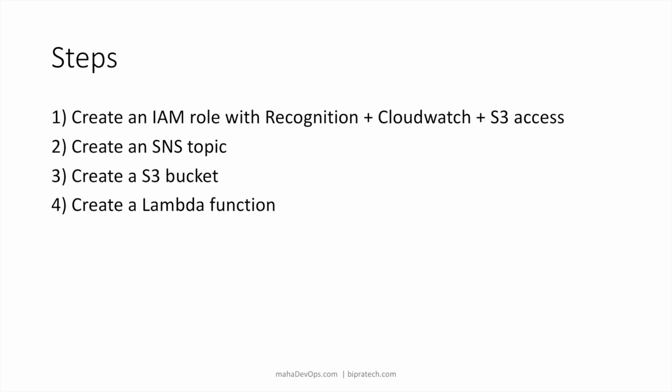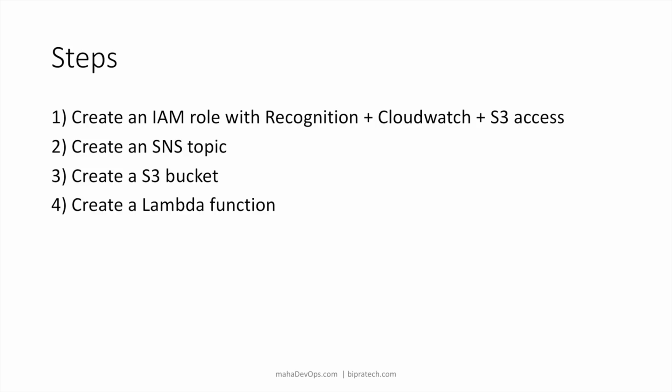So what are the steps? First of all, I will be creating an IAM role with Rekognition, CloudWatch, and S3 access for my Lambda function. Secondly, I will create an SNS topic that will let me notify myself with email whenever there is an upload and image recognition is done on an image. We'll then create an S3 bucket, and this is where we will upload our pictures. And finally, we will create a Lambda function that will have the logic to perform the image recognition.